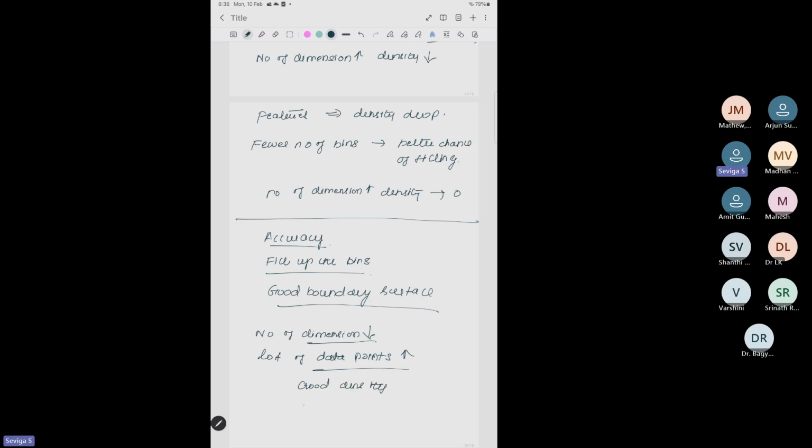And if we have good density, we will have a good boundary surface. I'm using the term surface because we are dealing with higher dimensions. If you have a good surface, then there is a good chance of generalizing well with new data. So the values for the low and the high depend on the algorithm, and also on what we are looking into in the data.